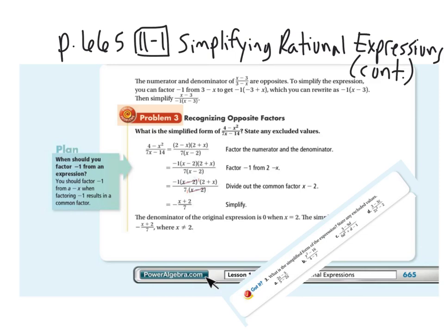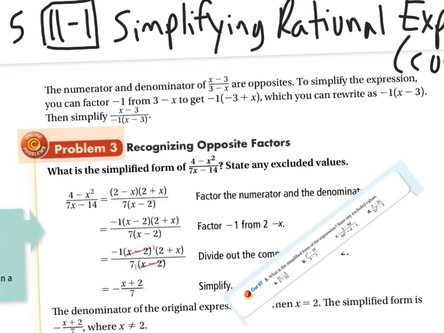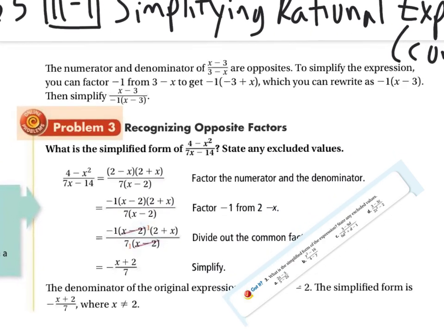Page 665, continuing lesson 11.1 on simplifying rational expressions. Sometimes we will get things that look really close to each other, but they're not identical. If they're not identical, you can't cancel them. Sometimes what you can do, though, is factor out a negative, and that allows you to cancel out some like factors. So, for example, if you look at problem 3, they're asking for a simplified form of that.